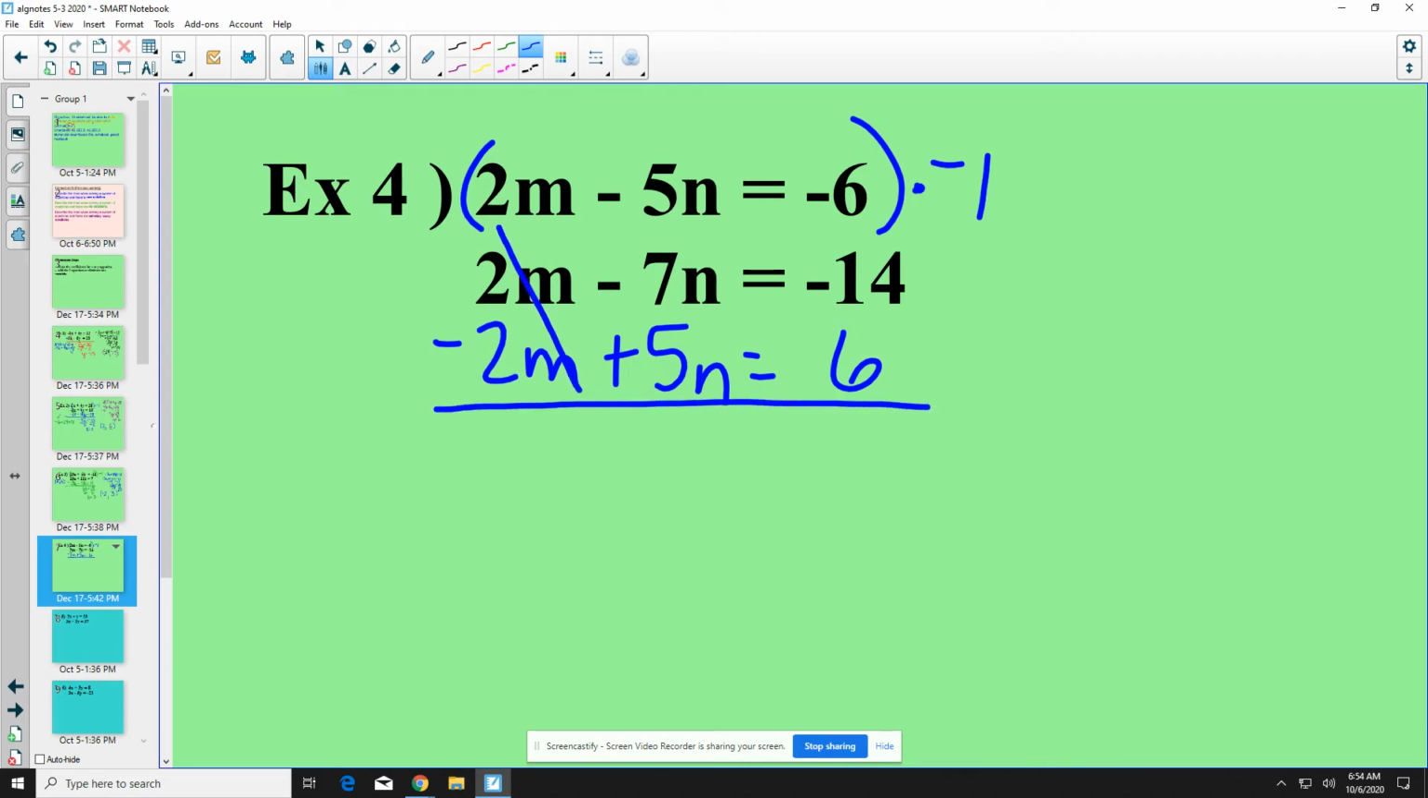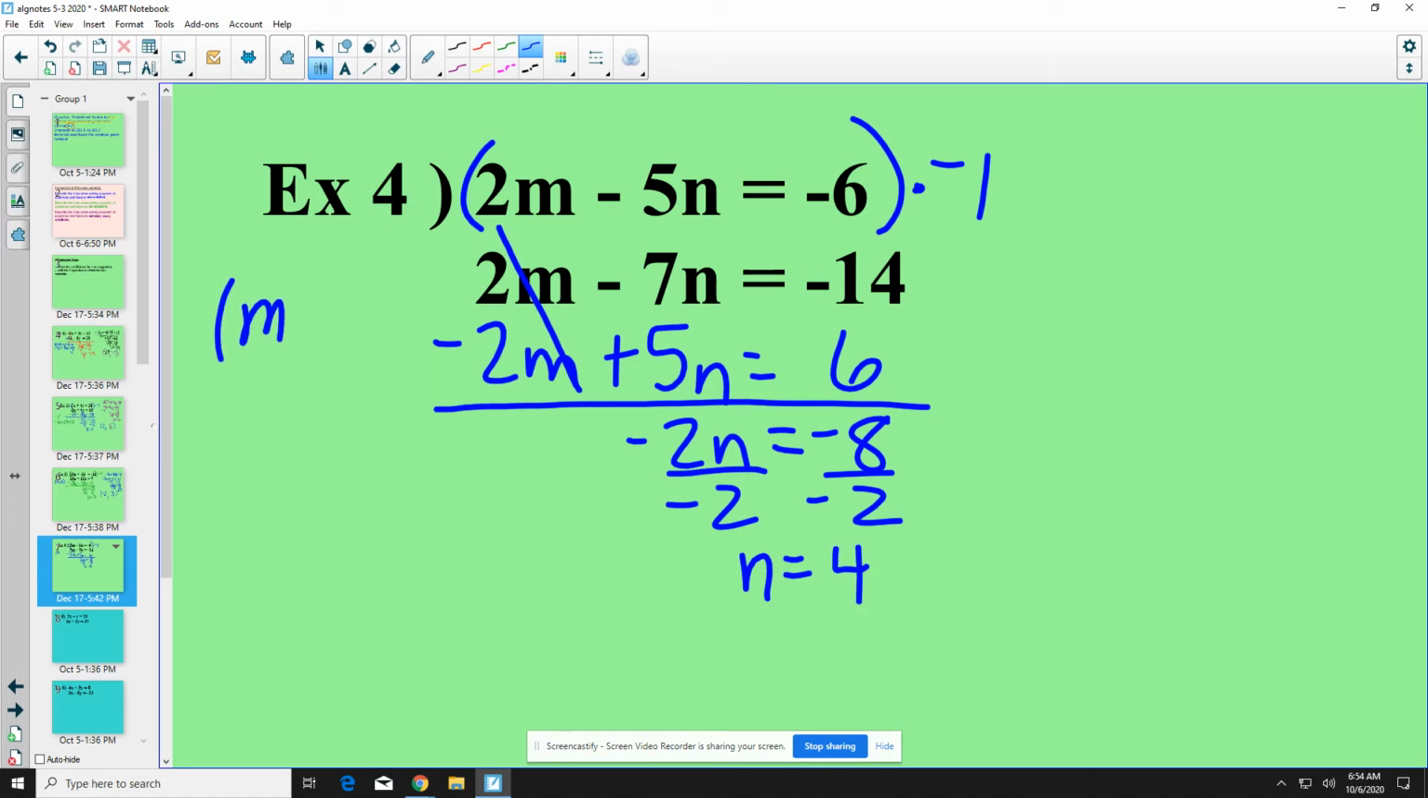Well, my m's will cancel. Negative 7n and 5n make negative 2n. Negative 14 and 6 make negative 8. Divide by negative 2. I'll get n to be positive 4. So remember, this goes alphabetical. It's m, n. So n is really my y value. My y value is 4.